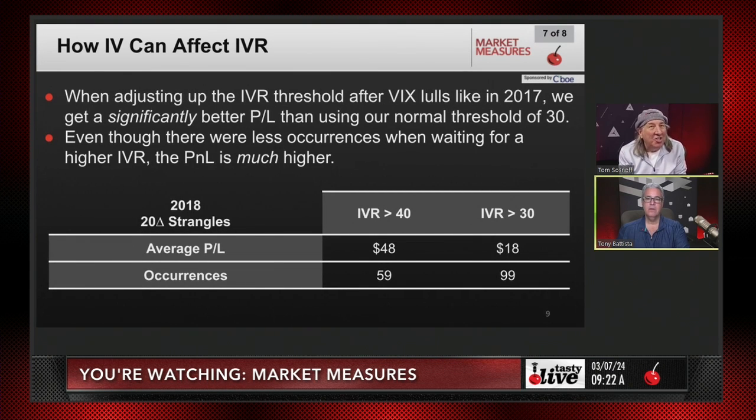And it's because you created so many more occurrences. The flip side to this is when adjusting up the IVR threshold after lulls like in 2017, we get significantly better P&L than using our normal threshold of 30. So even though there were fewer occurrences from waiting for higher IVR, the P&L is much higher. The suggestion here was when we come out of a lull, like we're coming out of now, you want the IVR as high as you can get it. Understood. The higher the better, because if you just go for 30s, it's kind of like the old 10. You're going to have fewer occurrences, but you have the opportunity to make a lot more money.